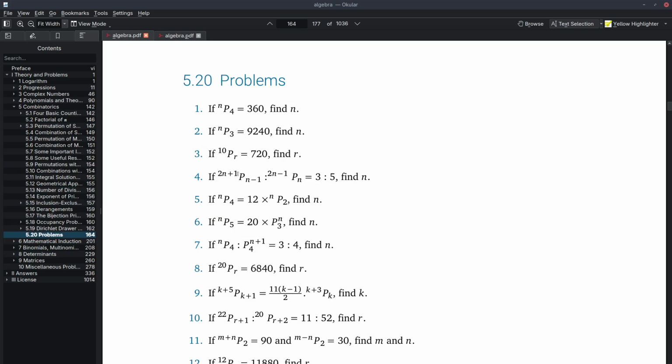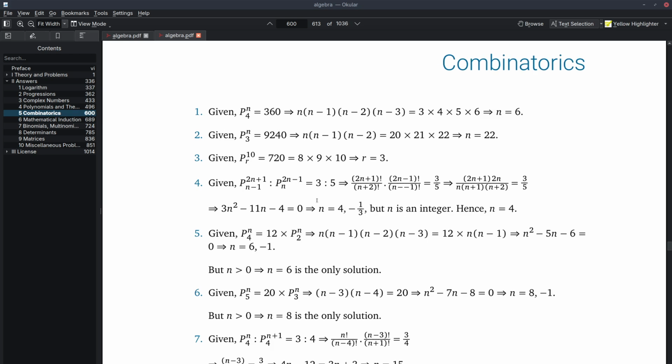Question 4 says that if (2n+1)P(n-1) is to (2n-1)Pn as 3 is to 5, find n. So we write in expanded form. The first one becomes (2n+1) factorial by (n+2) factorial. The second one becomes (2n-1) factorial by (n-1) factorial. So from here we get (2n+1) into 2n divided by n into (n+1) into (n+2), which is equal to 3 by 5.